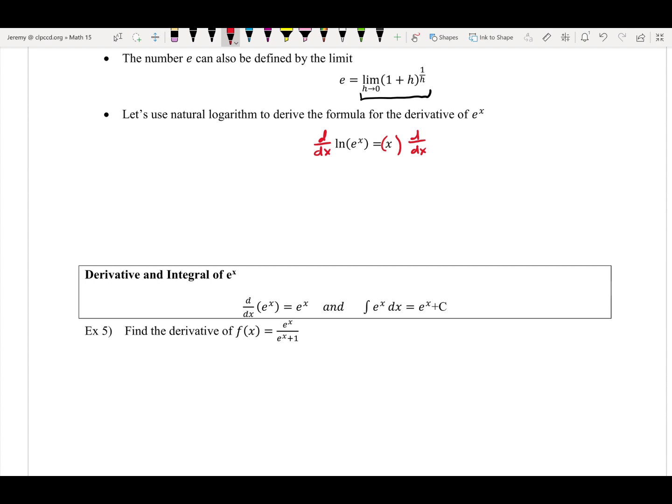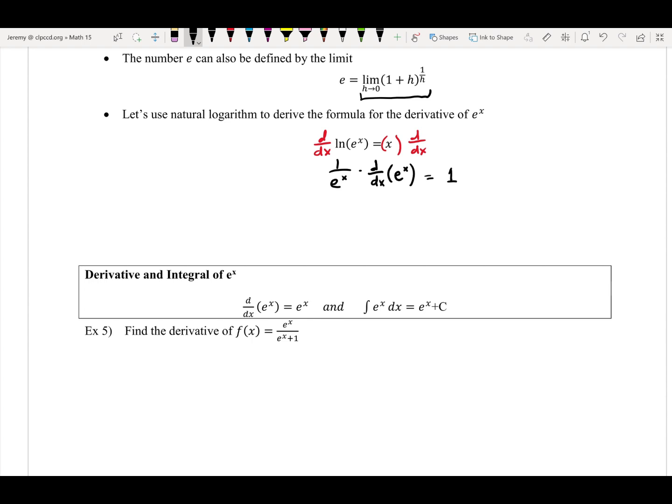Okay, and on the left side, this is a chain rule, right? So we would take the derivative of the outer function around the inner function. That'll look like this: 1 over e to the x, and then multiply by the derivative of e to the x, which we don't yet know, right? So I'm just going to write d dx of e to the x. That's how the chain rule would work out. And then this is equal to, on the right-hand side, the derivative of x with respect to x, which is just 1.